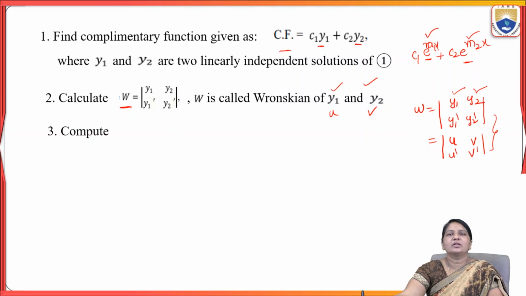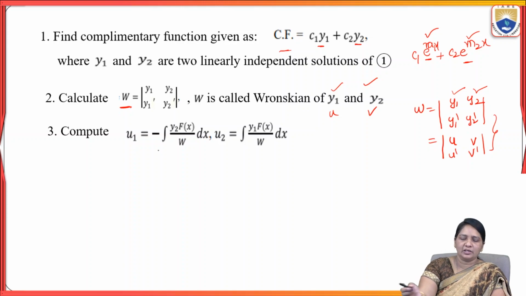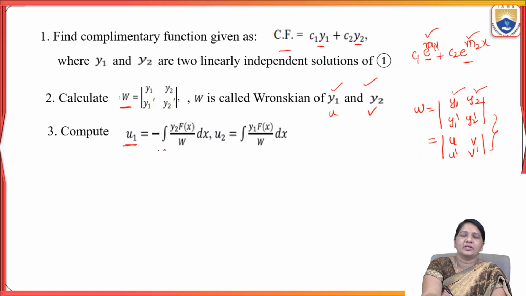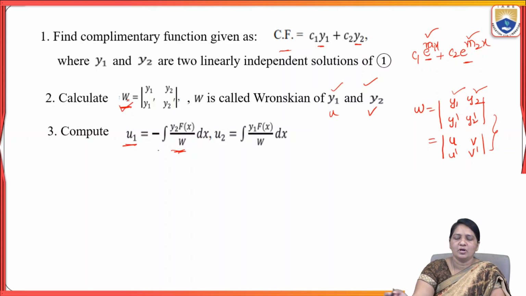After calculating the Wronskian value, what do we have to do? In the third step we are going to calculate the value of the constants. To calculate u1 we have the formula: u1 equals minus integral y2 f of x by W. What is W? W is nothing but the Wronskian value. And if you want the u2 value, by using y1 we calculate u2, and by using y2 we calculate u1. So u2 equals integral y1 f of x by W into dx.